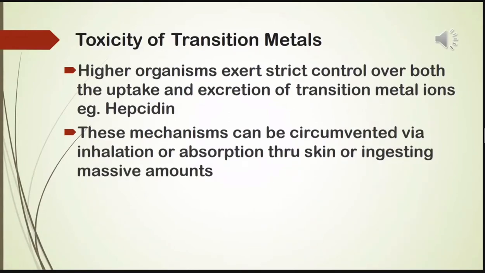Because you only require these transition metals in small portions, higher organisms tend to exert strict control over both the uptake and excretion of these transition metal ions. An example of this is the role of hepcidin in regulating the absorption of iron. These mechanisms, however, can be circumvented if the metal ion takes another route, like, for example, inhalation or absorption through the skin, or even ingesting massive amounts.